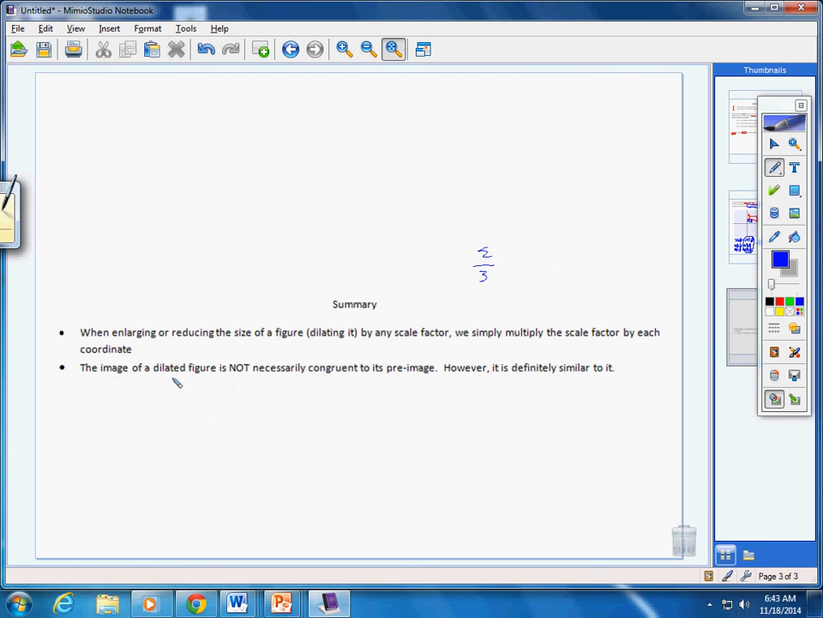Also, the image of a dilated figure is not necessarily congruent to its pre-image. The only time a figure that's dilated will be congruent to its pre-image is if your scale factor is 1. Otherwise, your new image is either going to be smaller than or larger than your pre-image. Therefore, it's not congruent, it's not the same, but it's similar to the original. It has the same angle measures, and the side lengths are in proportion to the pre-image side lengths.